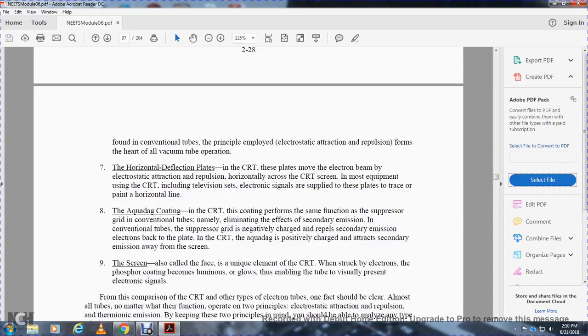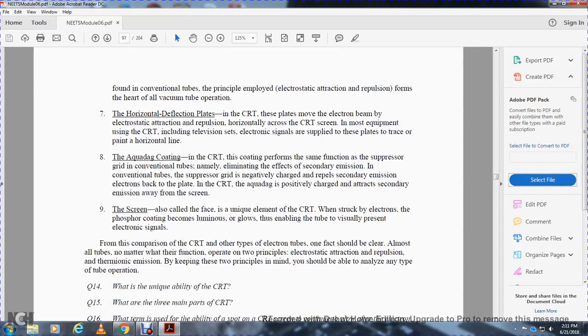Alright, next is the aquadag coating. In the cathode ray tube, this coating performs the same function as the suppressor grid in conventional tubes, namely eliminating the effects of secondary emission. In the conventional tube, the suppressor grid is negatively charged to repel secondary emission back to the plate. In the cathode ray tube, the aquadag is positively charged to attract secondary emissions away from the screen.